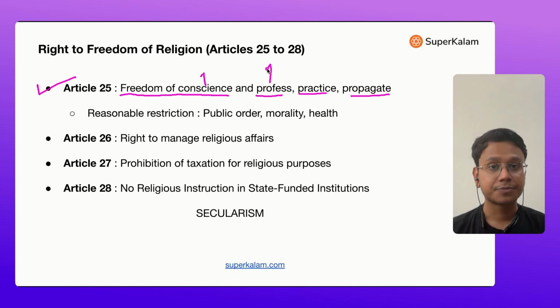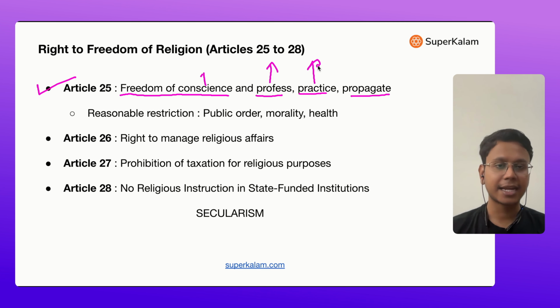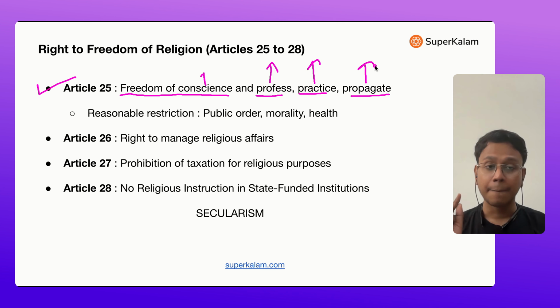Profess means to tell that I belong to this particular religion. I can freely profess it. There are no restrictions on my profession. I can freely tell everyone. Right to practice is basically a ritualistic angle. Whatever rituals are part of my religion, I can do them freely. I have a right to do them. And third is the right to propagate. I can tell people, I can motivate people to join my religion, but I cannot force them.